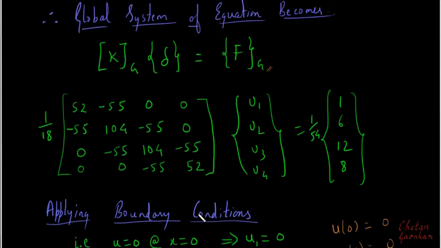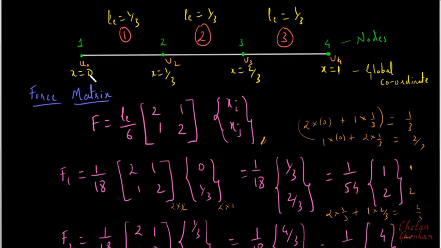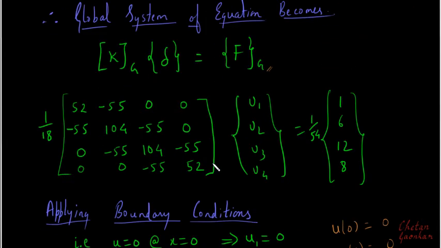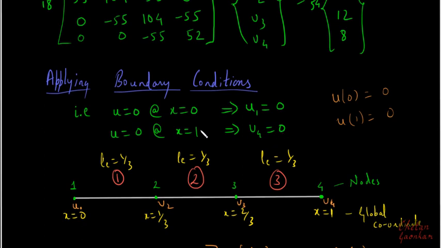So at x equal to 0 we have the value of u1. So u is 0 at x equal to 0 means, actually speaking, it should be u1 which is 0, and then u is 0 at x equal to x1. So at x equal to x1 u is 0, that means truly speaking u4 should be 0. So this is our boundary condition, u1 is 0 and u4 is 0. This was given to us, right?